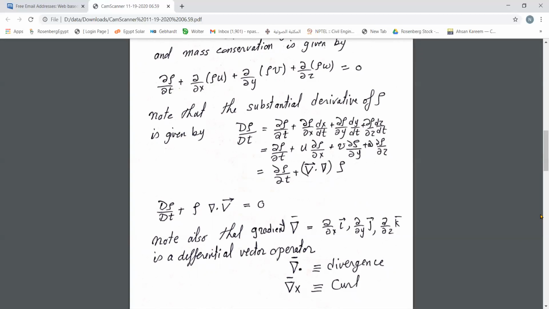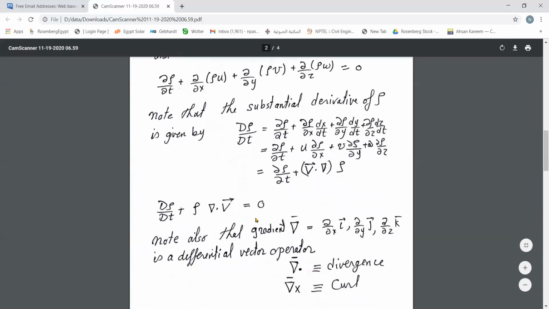dρ by dy by dt, which is dy by dt, is v. dρ by dz by dt, or dz by dt, is w. Accordingly, we have this form: partial rho partial t plus v dot del applied on rho is the total derivative, or substantial derivative, of density with respect to time. This is one form of the mass conservation, the general form of mass conservation.